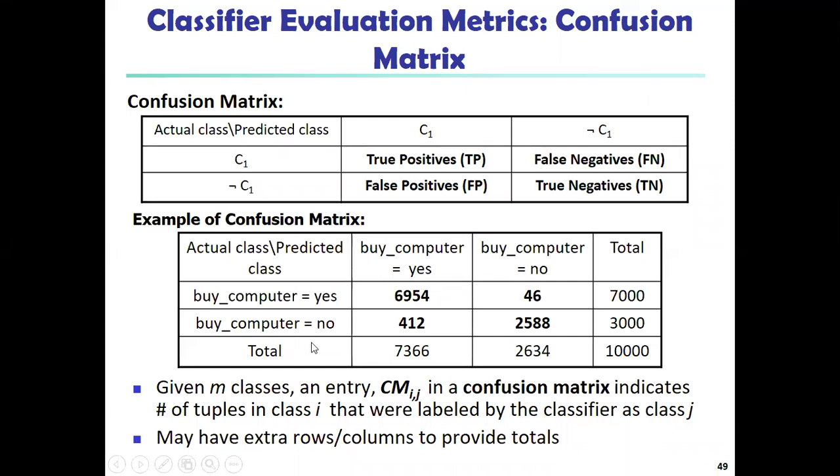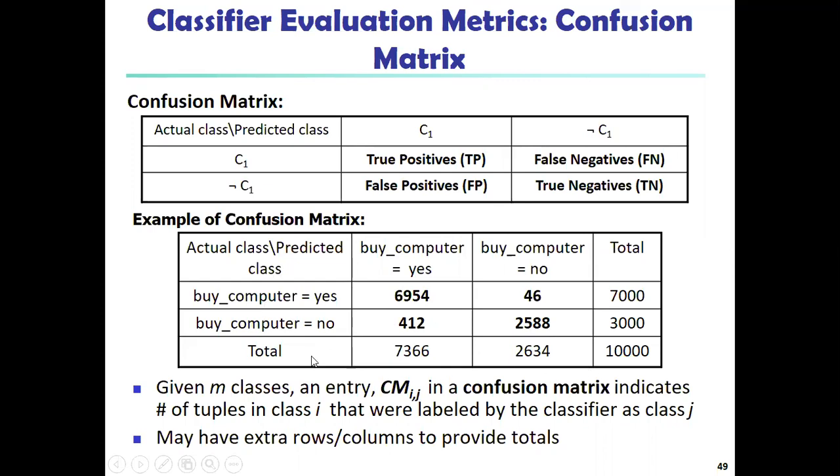Now, in buy computer, a total of 10,000 data are there. In this, 3,000 false positives represent this class. So 412 data are false positives, where your actual data says no, but your model predicts yes. And for true negatives, both say no: your actual data says no, and your model's prediction also says no.